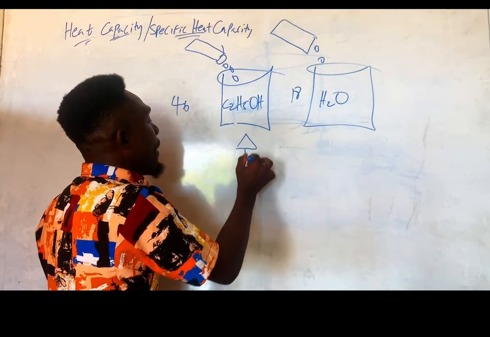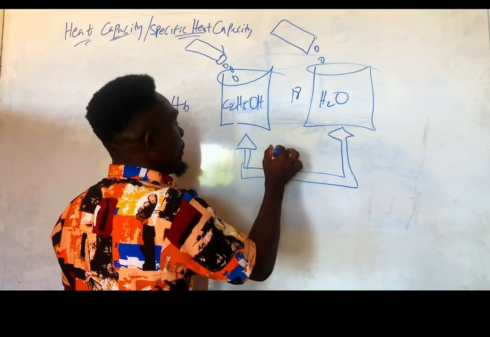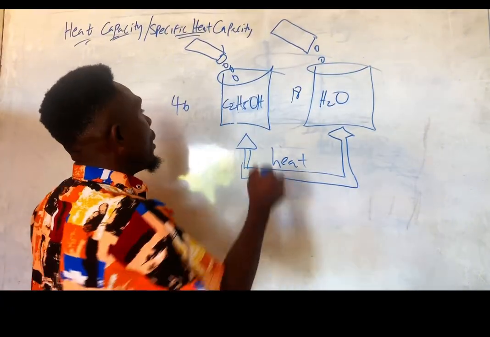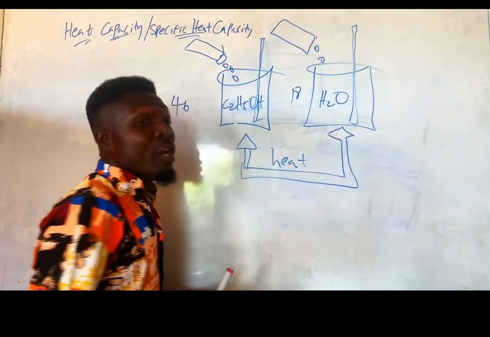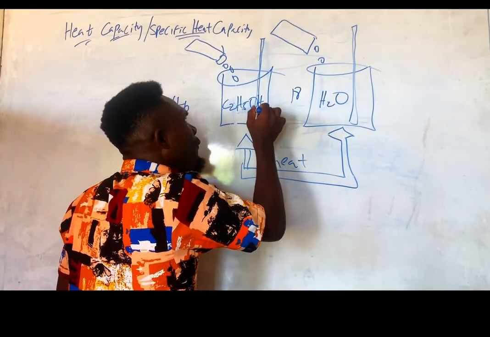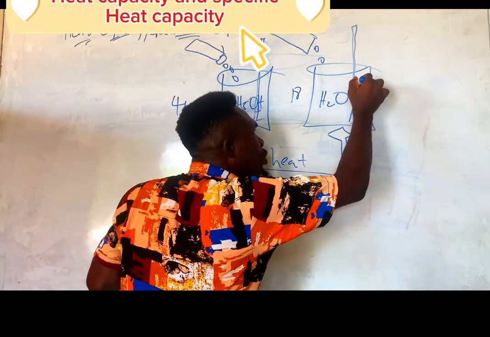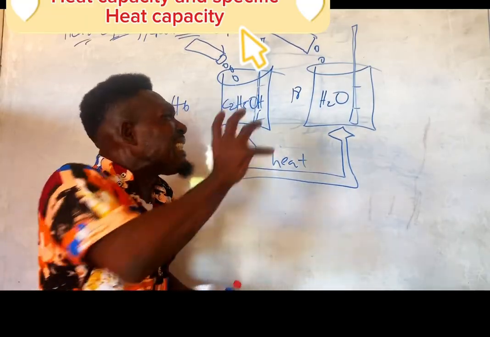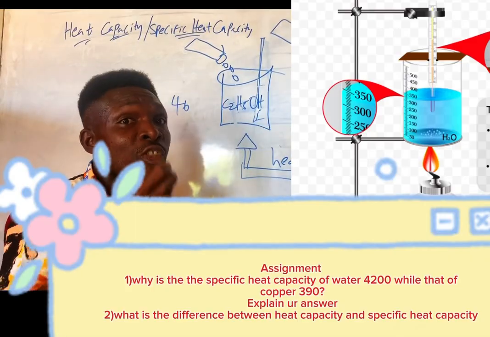We are supplying the same amount of heat to both of them. The same amount of heat you are supplying here is also the same amount of heat you are supplying for water. And then we have our thermometer. When you start supplying heat, you will realize that the heat you are supplying before this one gets to 1 degree Celsius will not be the same amount of heat you supply for this one to get 1 degree Celsius. To raise the temperature by 1 degree Celsius or 1 Kelvin, that is the amount of heat required to raise a unit mass of that substance by 1 Kelvin.